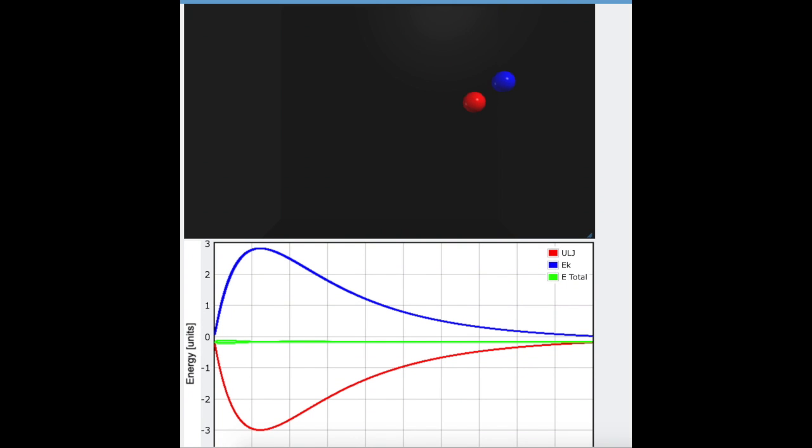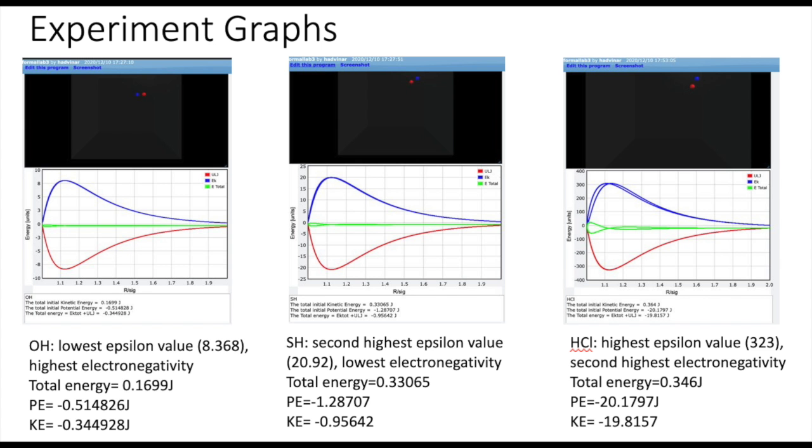Once we changed the epsilon and mass variables in the code for each scenario, we ran the simulation and observed the graphs and values that were calculated for potential energy, kinetic energy, and total energy. The OH molecule, which had the lowest epsilon value, had a potential energy of negative 0.51, a kinetic energy of negative 0.34, and a total energy of 0.169.